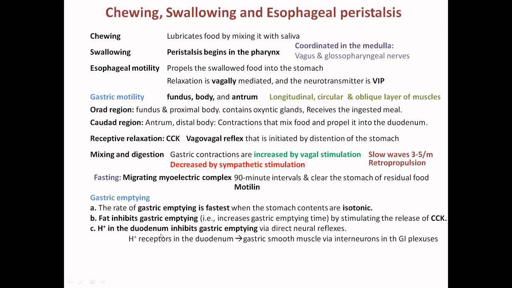So as long as the food in the duodenum is not alkaline, gastric emptying will not happen. And as long as fat is present in the food, gastric emptying is inhibited. So there are H+ receptors present in the duodenum that send the signal through the enteric nervous system to the gastric smooth muscles to inhibit gastric emptying.